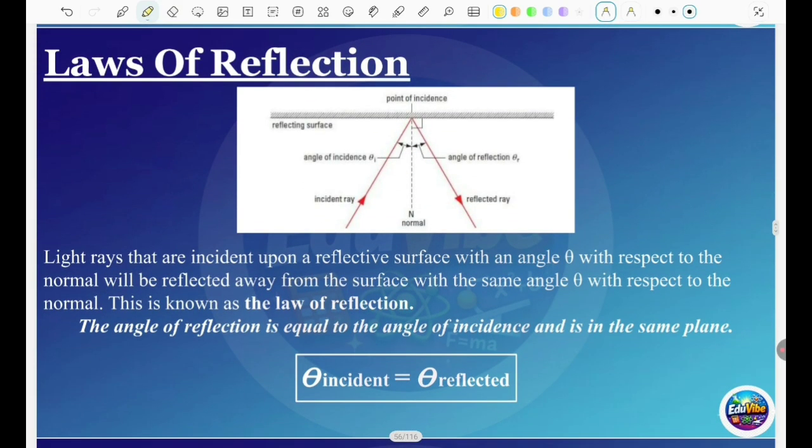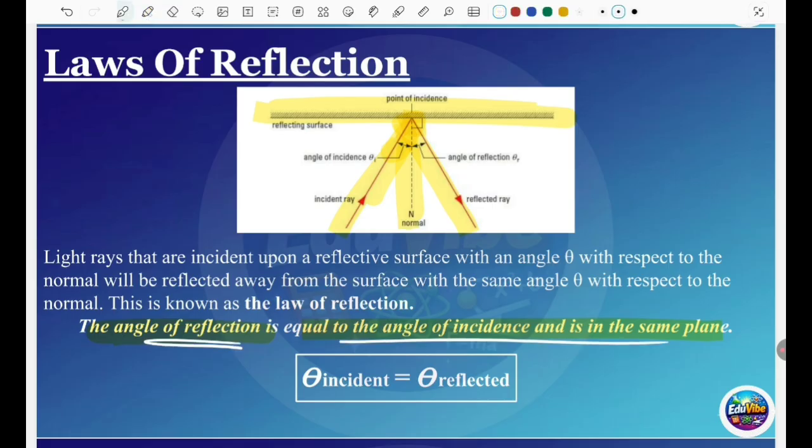Then we're doing the law of reflection, which is again very important and an easy topic: the angle of reflection is equal to the angle of incidence and is in the same plane. Same plane means this is the plane mirror and this is the incident ray, and it makes an angle there. This is the reflected ray, it makes an angle there, and this is the normal. So the angle of reflection is equal to the angle of incidence, and everything is in the same plane, which is the reflecting surface. So theta incident is equal to theta reflected.